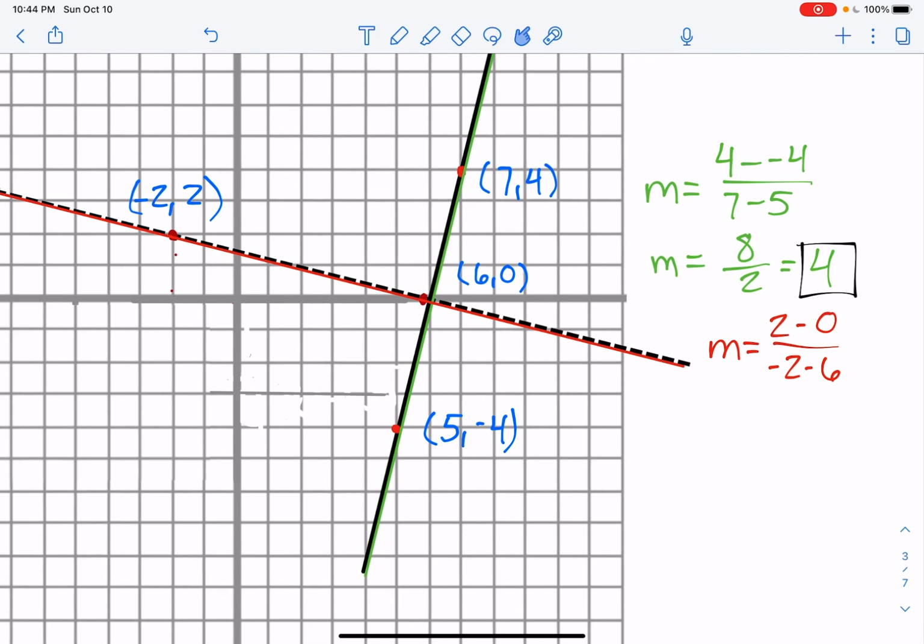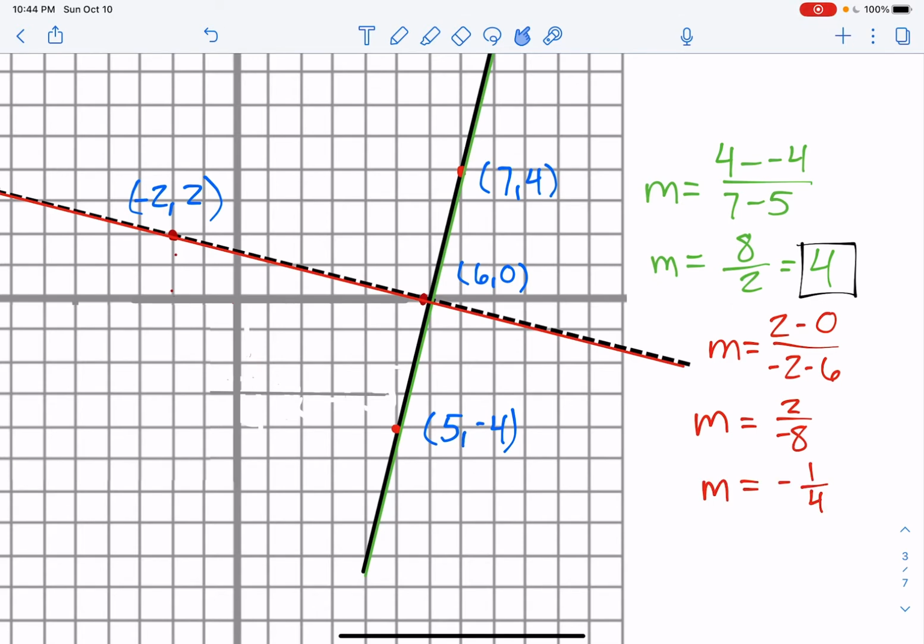Now for my red line, it's 2 minus 0, over negative 2 minus 6. Now you can ask yourself, well, Mr. R, how do you decide that it's 2 minus 0? What if I did 0 minus 2? You'd still get the exact same thing. You could go 0 minus 2 all over 6 minus negative 2, and you'll still end up with negative 1/4.